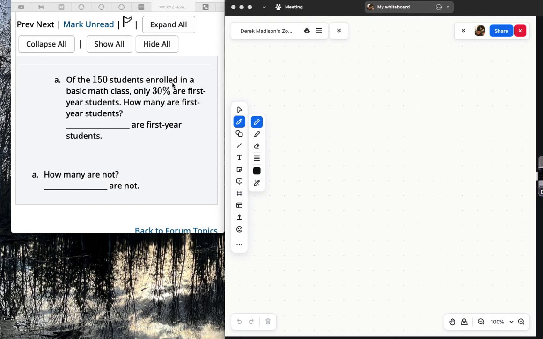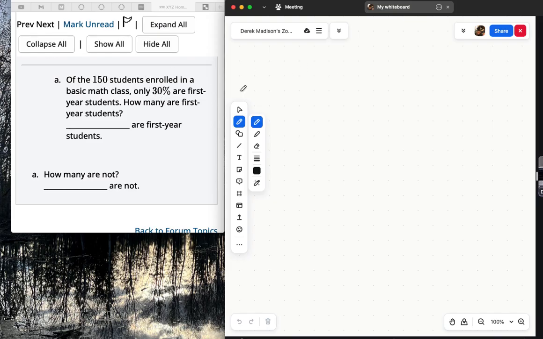So of 150 students enrolled in a basic math class, only 30% are first year students. So how many are first year students? So we know that 30% of this number is the first year students. And so that's the math we're going to need to do with that first. Something kind of just a walkthrough in terms of percent problems.